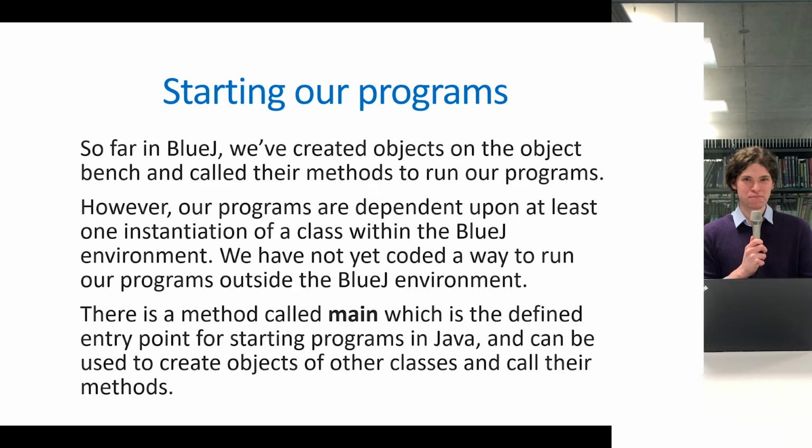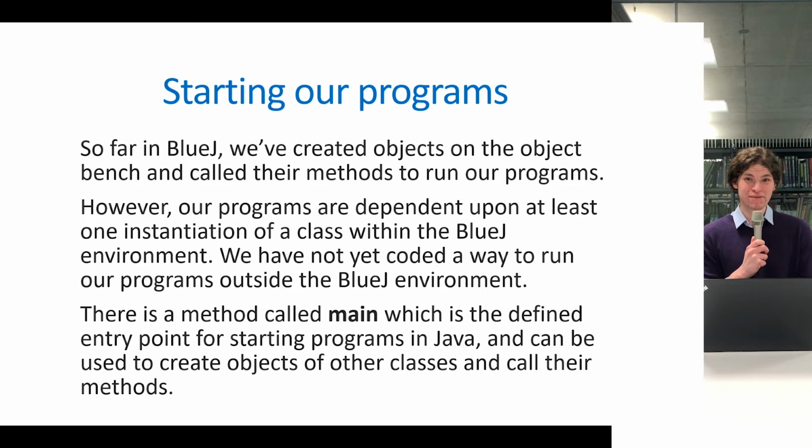Up until this point, we've been writing our programs in BlueJ, and we've also been running them in BlueJ. We've created objects of classes on the object bench, and we've called their methods. This has been great for our basic programs and our simple programs when starting out, but now that we are starting to get a hang of the fundamentals and the basics of programming, we're starting to look at some larger scale applications, and therefore we want to be able to code these applications so that they can run outside of the BlueJ environment. And that ultimately is the end goal.